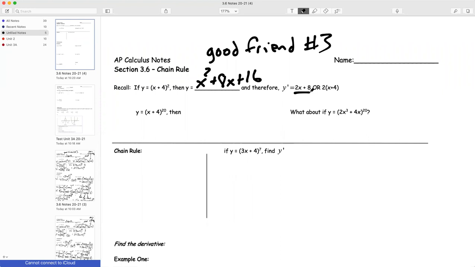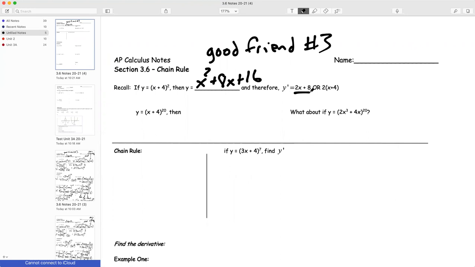I could factor out a 2. So let me show you the chain rule, okay? Because if I just have a square there, that's fairly easy to solve. But if it's something like x plus 4 raised to the 20th power, that's more complicated. So we've got to use the chain rule.